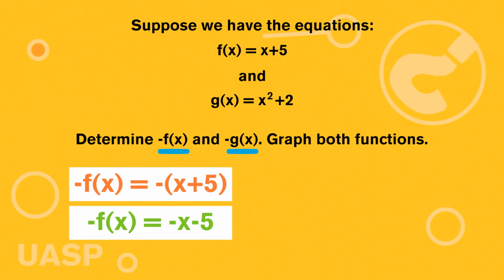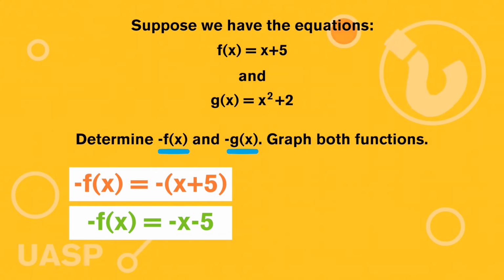Now, say if f of x was x minus 5. If we distributed this negative, we'd have a negative times a negative, which would result in that being positive. So it's really important that you remember that multiplying a negative by a negative results in a positive number, and that still applies in this case.